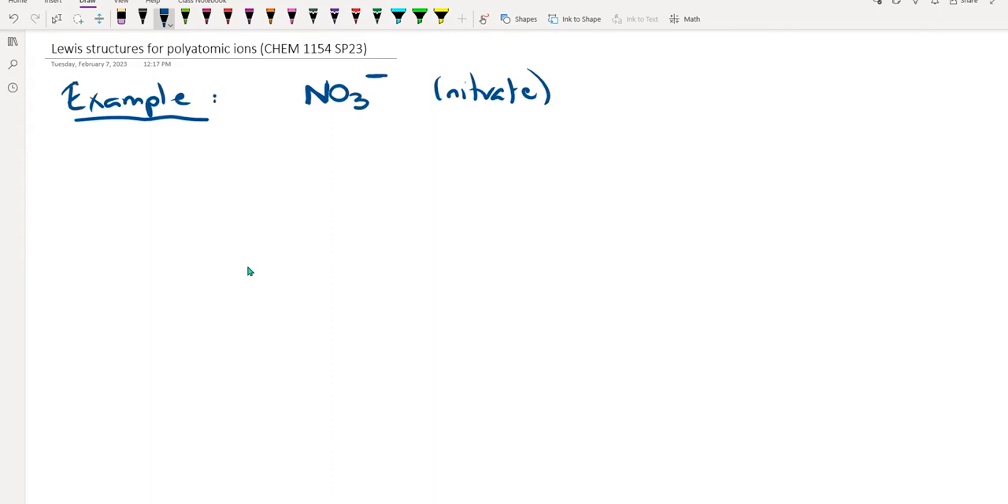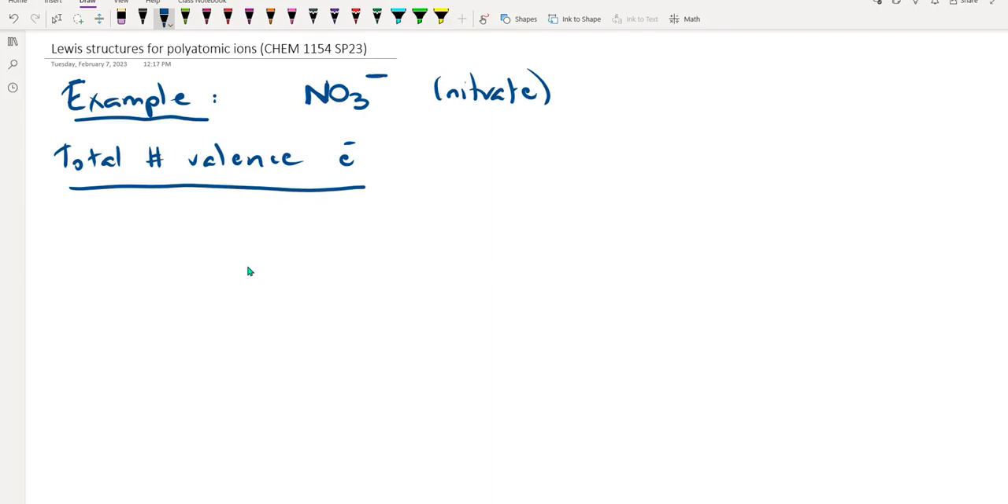So the way that I do it, I find that I have an automatic check and balance as I go through my steps, and I usually, more often than not, end up with the correct answer. So the first thing I need to do here is to determine the total number of valence electrons I'm working with. Because remember, in your Lewis structures, that's all you're concerned about, the valence electrons. Those are the ones that are most important.